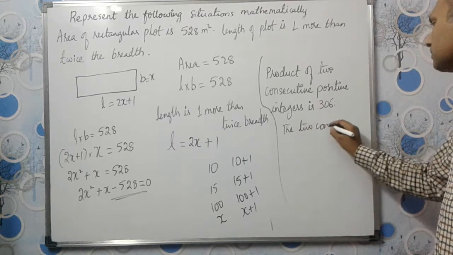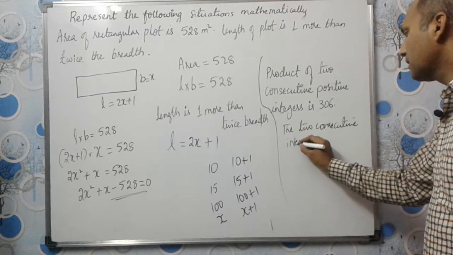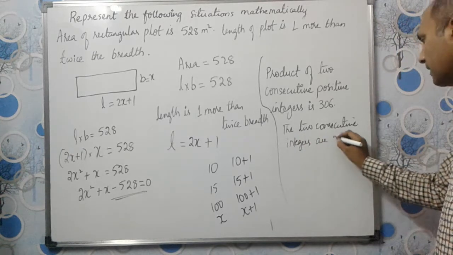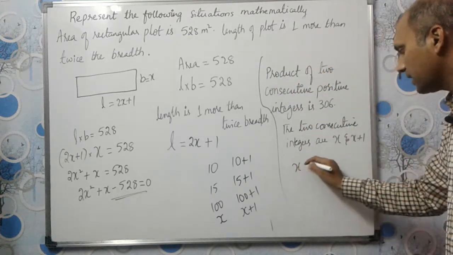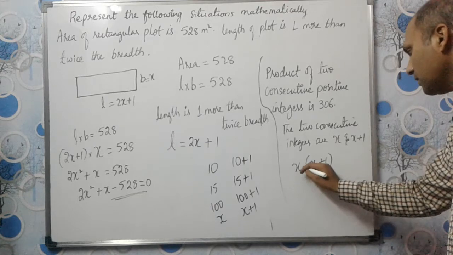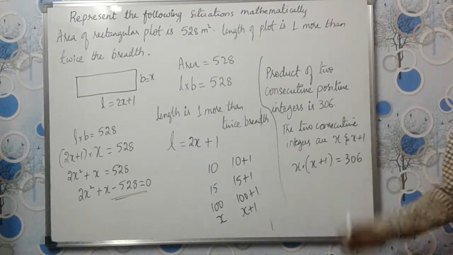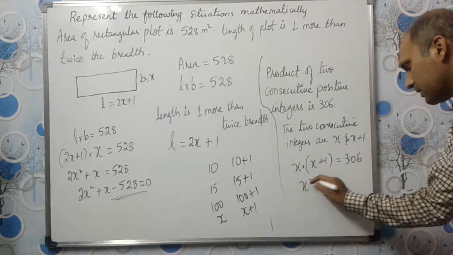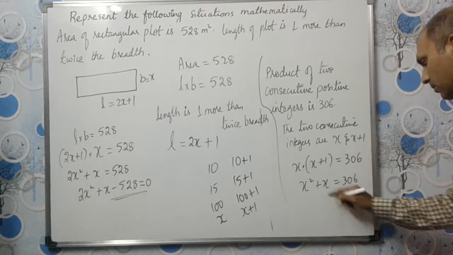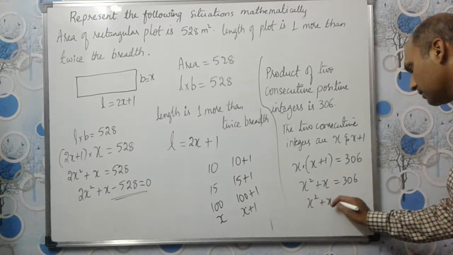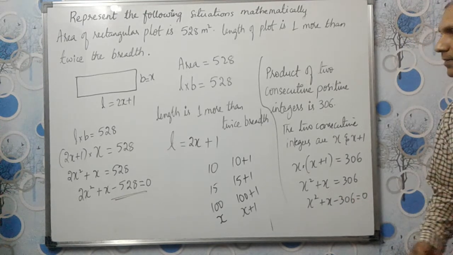The two consecutive integers or positive integers are x and x plus 1. What is given? Their product, that is x multiplied by x plus 1 is equal to 306, given. Multiply, we will get a quadratic equation, x into x, x square, x into 1 is 1x or x is equal to 306. Bring this 306 on the other side. This is the required quadratic equation. Okay.